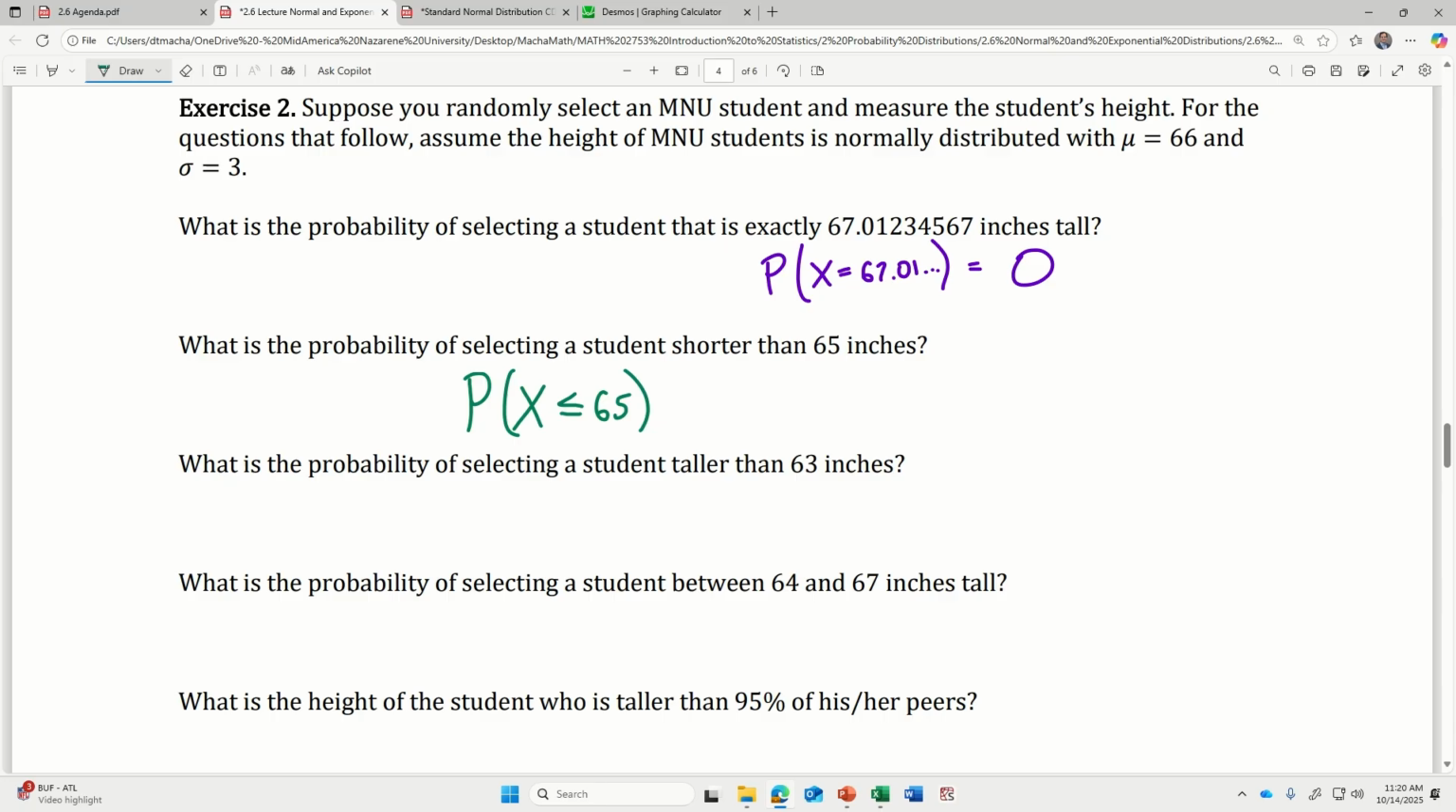When we have a normally distributed random variable, and we're asking a question like this, we need to first take the z-score. And the z-score is going to be my measurement minus the mean divided by the standard deviation. So my measurement is 65. The mean is 66. My standard deviation is 3. So my z-score is going to be negative 0.33.